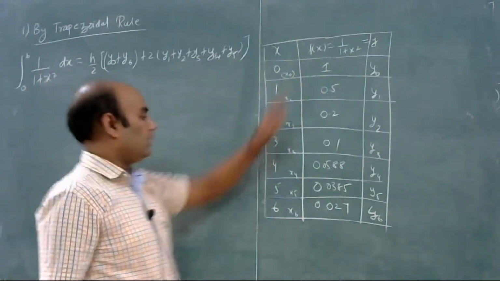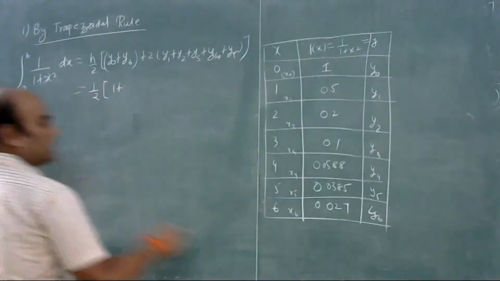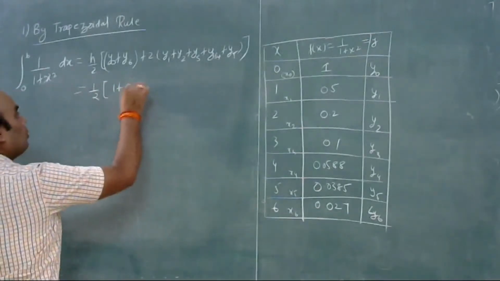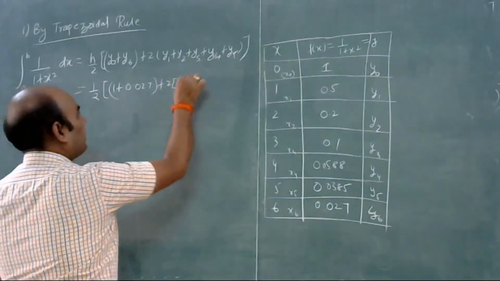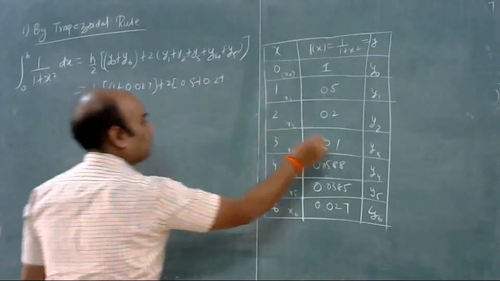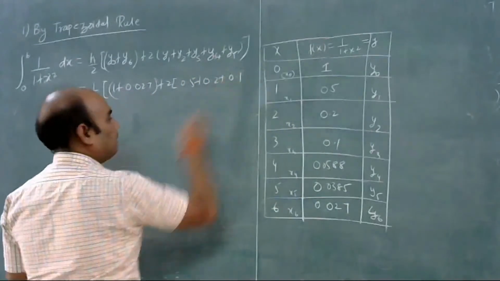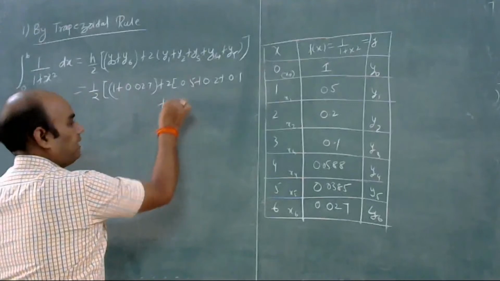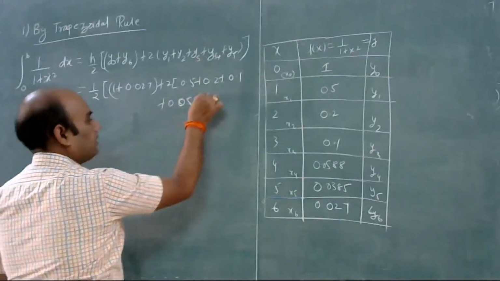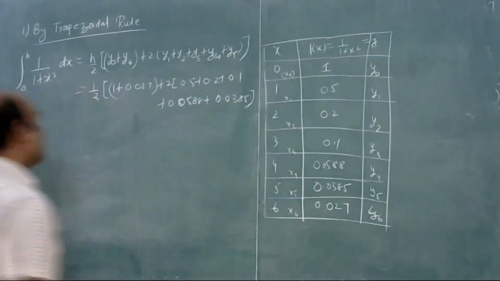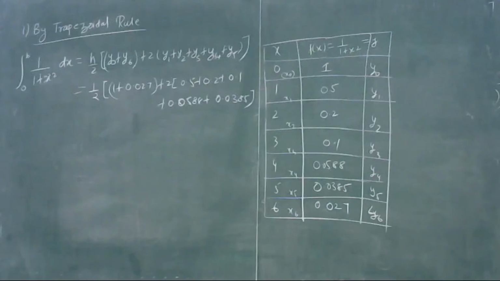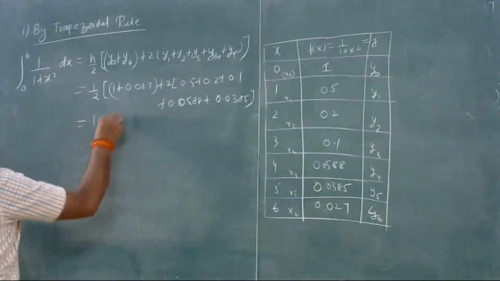The value of y0 is 1 plus y6 is 0.027, plus twice of y1 is 0.5 plus 0.2 plus 0.1 plus 0.0588 plus 0.038. Okay, so on solving this we get 1.140.